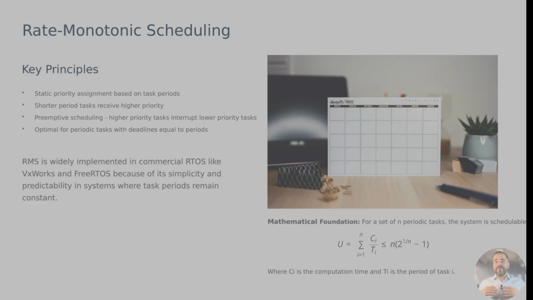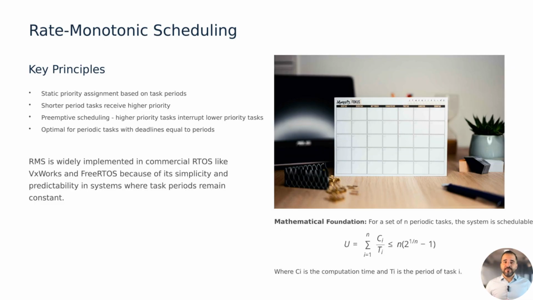Rate monotonic scheduling, RMS, is one of the most widely used fixed priority scheduling algorithms in RTOS environments. It assigns priorities based on task frequency. The shorter the task period, the higher its priority. This approach works particularly well for periodic tasks, where jobs arrive at consistent intervals and must be completed within the same time frame. RMS is inherently preemptive, meaning a high priority task can interrupt a currently running lower priority one.